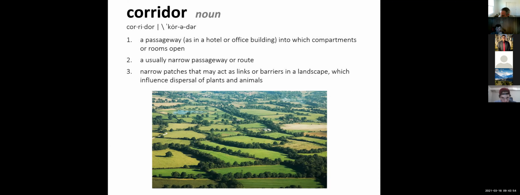As a reminder, a corridor in landscape ecology terms is described as a narrow patch that may act as a link or barrier in the landscape, influencing the dispersal of plants and animals. Right, and in this photo below, we see all sorts of corridors in the landscape. In this case, they're remnant hedgerows in the UK that serve as dividing lines between agricultural fields.